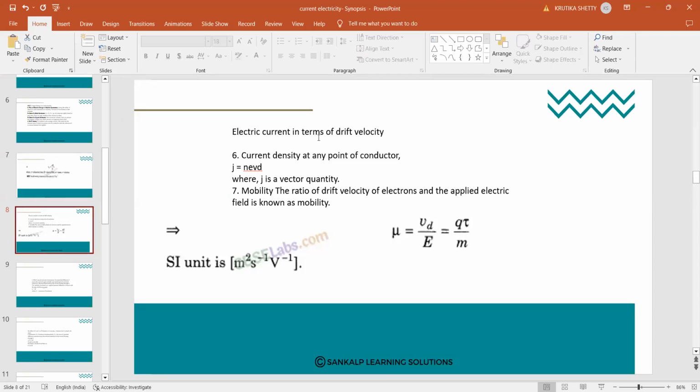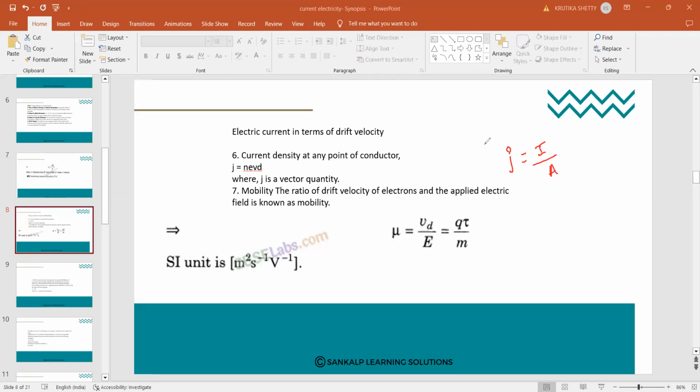Now we know drift velocity, we know electric current, we know current density. Then what is the relation between this current density and the drift velocity, or what is the relation between the electric current and the drift velocity? Let us see here. Here the current density at any point in the conductor is given by, current density is equal to I upon A, as we saw.